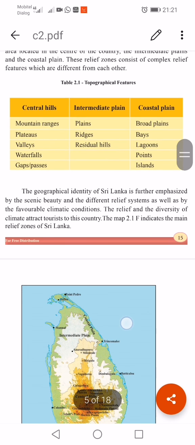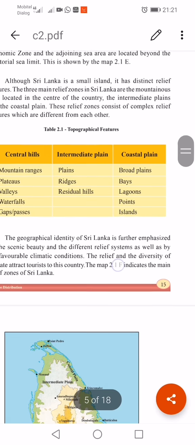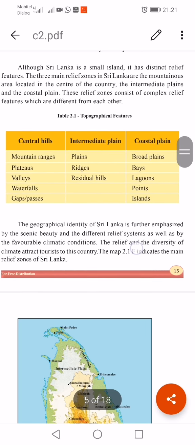And then gaps and passes are there, right? We usually say Top Pass is on the Kandy Road. And also we have Rambada Pass. Likewise we have several passes as well.